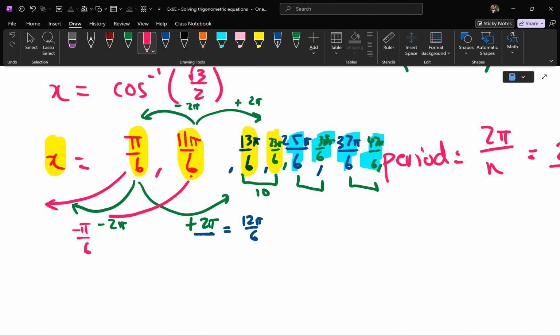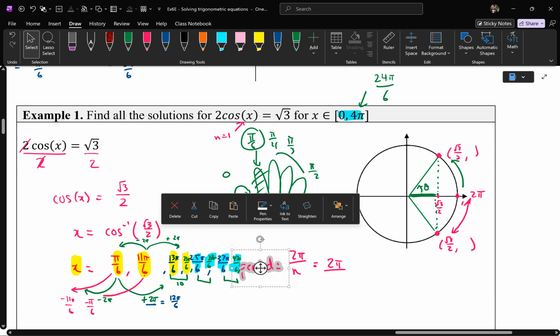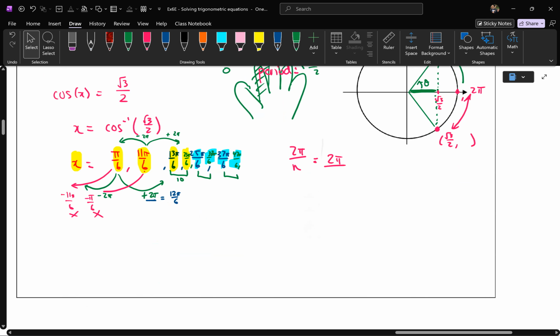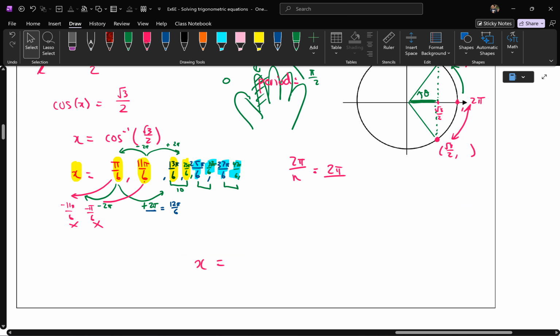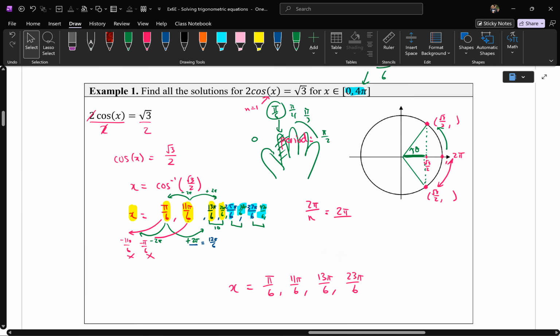This one will become, what's that? 1 minus 12 is negative 11 pi on 6. And since it said 0 to 4 pi, those two solutions are also out. So what's my final answer for this question? It must then be pi on 6 the smallest, 11 pi on 6 the next one, 13 pi on 6, I can keep, 23 pi on 6 is my final one because the domain stops at 24 pi on 6.